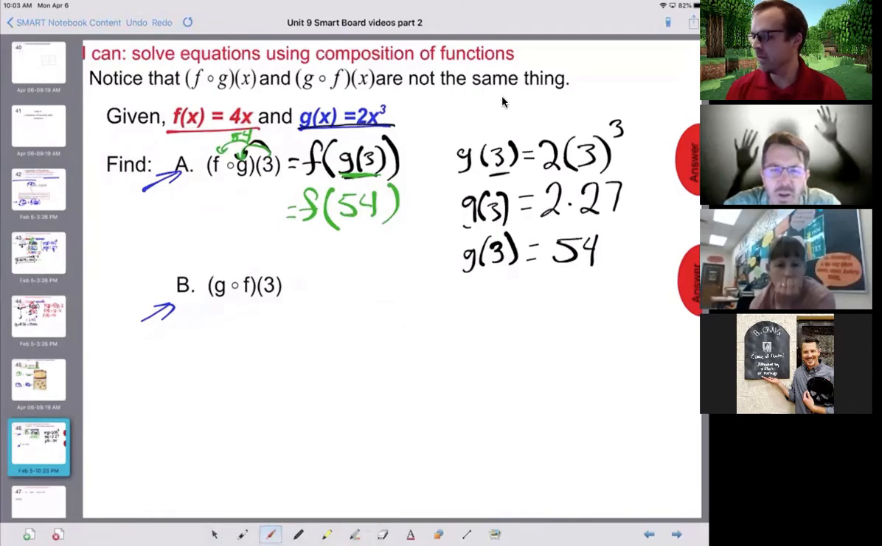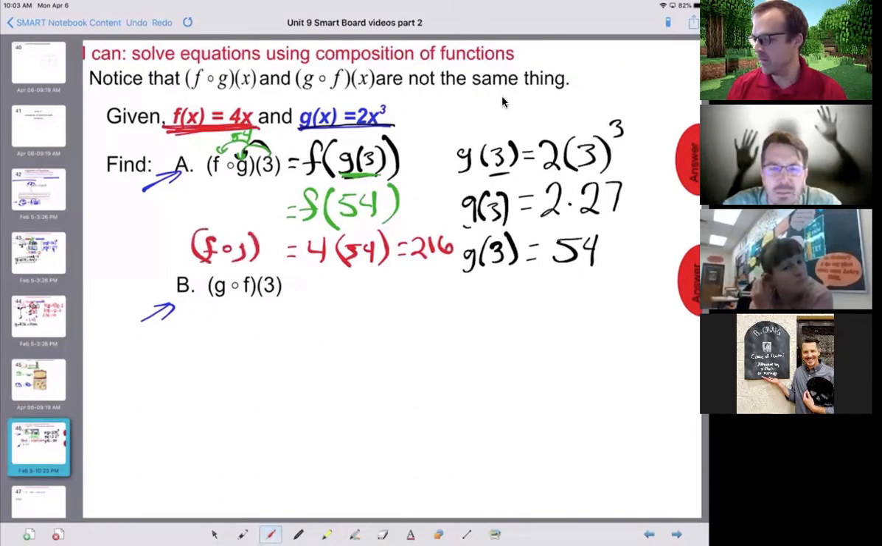So let's go find f of 54. It's going to be 4 times x. In this case, x is 54, if you're wondering where I got that from. f of x is 4x, and so I'm just replacing the x with 54. And 4 times 54 is 216. I'm going to write that in the same line there just because I'm running out of room. So f of g of 3 is 216.